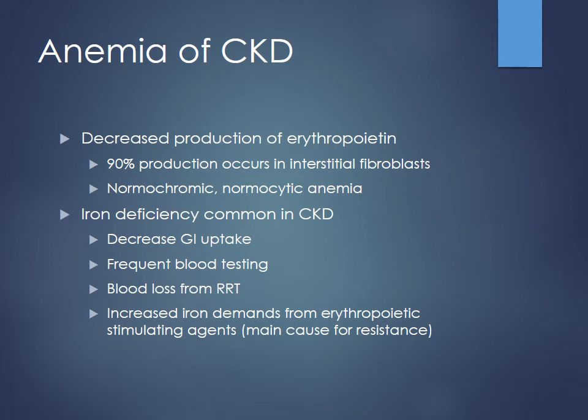So for instance, because you have decreased GI uptake, that can be one issue where even if they are getting enough iron in their diet, they may not be having enough actually being absorbed. Other issues can come about with their frequent lab tests. They have a lot of lab draws. You can actually see an appreciable decrease in the hemoglobin concentration.